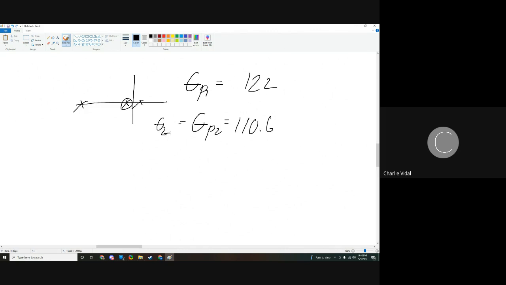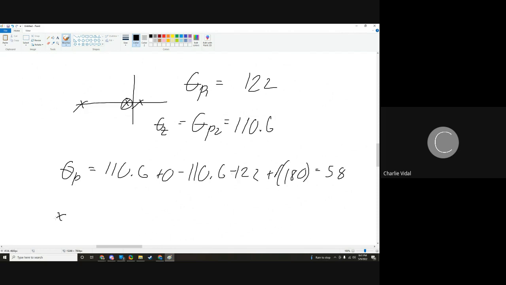Theta Z is equal to theta P2. After that, you have theta P is equal to 110.6 plus 0 minus 110.6 minus 122 plus r times 180. And that's equal to 58.